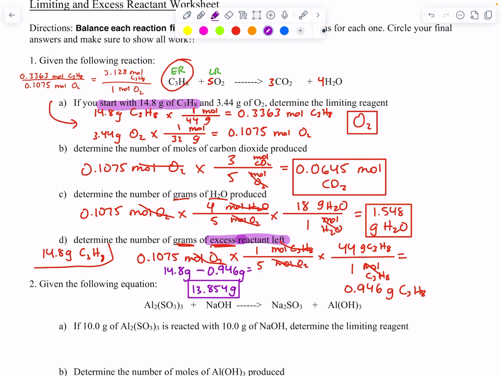Okay, and this is how you solve these types of problems. If you have any questions, let me know. It's the same exact idea for the rest of the worksheet.